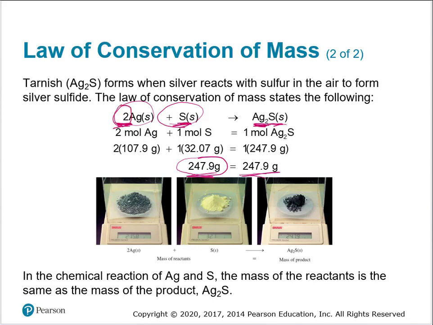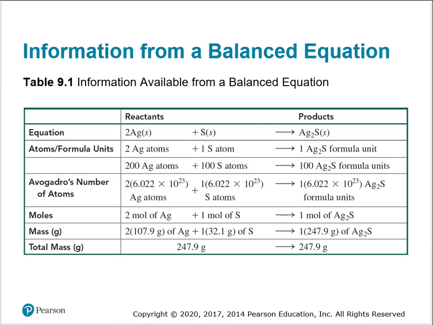This 2 means that I have 2 moles of silver. So that means I'm going to take 2 times silver's mass on the periodic table plus 1 mole of sulfur, and sulfur has a molar mass of 32.07 grams. And then if I add up on the right side 2 Ags and 1 S, that would give me that same molar mass.